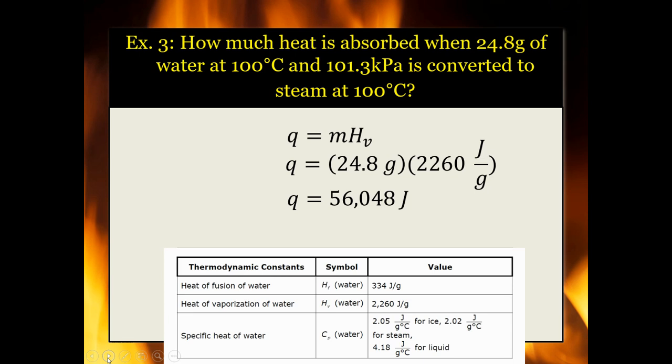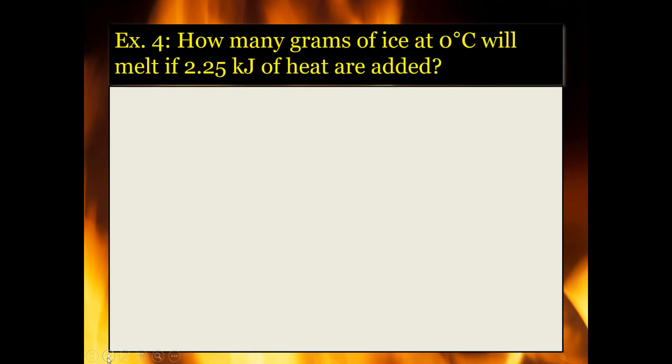Let's do one more example. This one says, how many grams of ice at 0 degrees Celsius will melt if 2.25 kilojoules of heat are added? Okay, so again, we want to first figure out, is there a change in temperature? But we see that we only have the one temperature here, 0 degrees. It's not changing, so we cannot use mc delta T. Now we need to look for some keywords. So we see ice, we see melt. Those were both keywords for Q equals mHF.